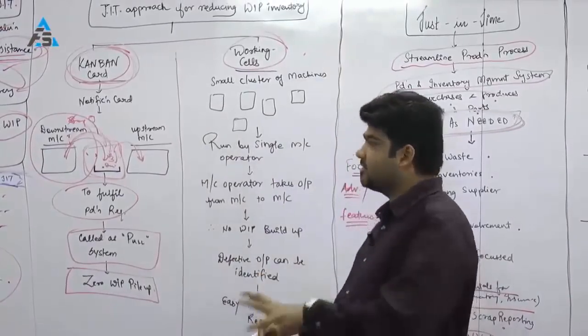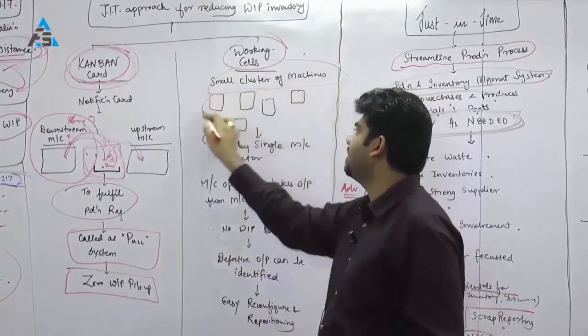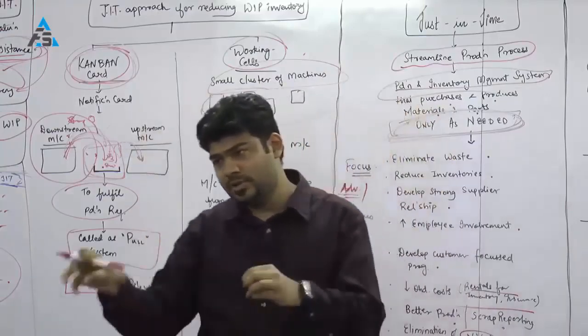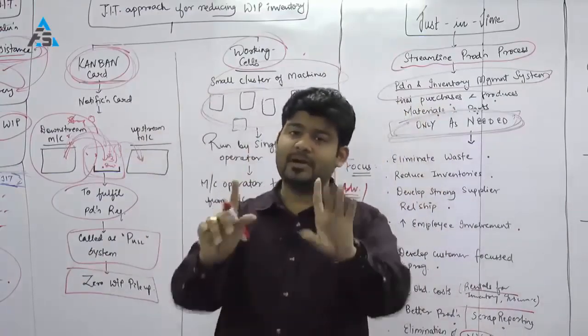Working cells matlab say there is a small cluster of machines. Say chaar se paanch chhota chhota sa machine hai. Rather than having, you know, big machines, what you will do is you will have small machines which can be operated by one operator.